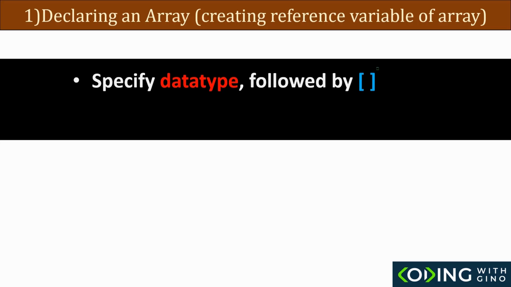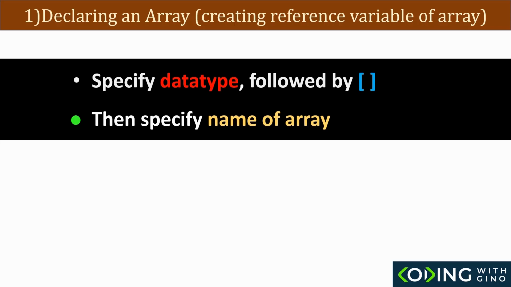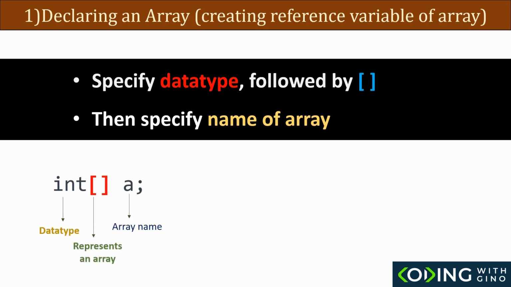After the data type, put square brackets. Then, give the array some name. So, for instance, if we want to create an array named A to store integers, we do that like this. Int is the data type, then the square brackets, then a space, followed by the name of the array. Just remember this, anytime you see square brackets, it means that's an array. So, A is an array that will be used to store values of type int.